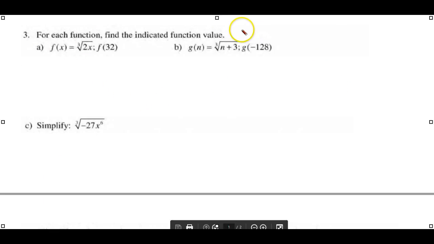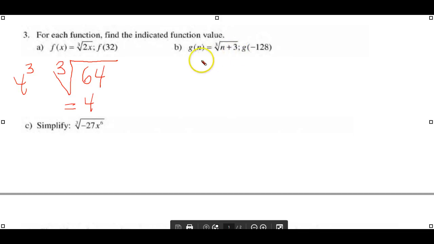In example 3, notice our index number is now a 3. So we're taking the third root of these. So let's do some substitution. 2 times 32 is 64. And you may remember from an earlier lesson, 64 is a perfect cube, and that equals 4, because 4 to the third power is 64.